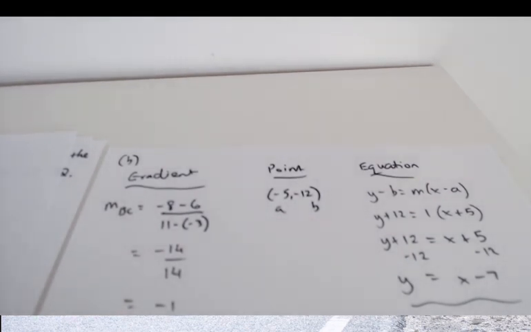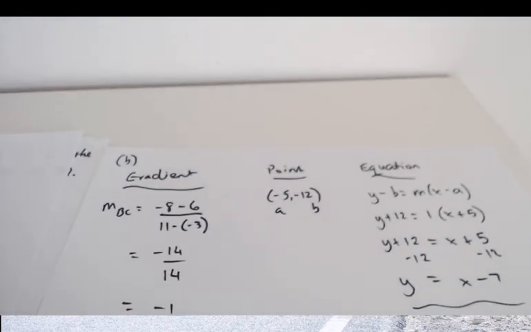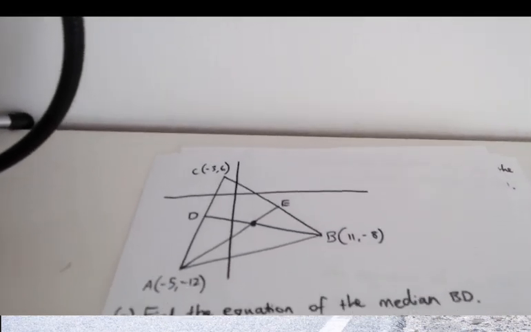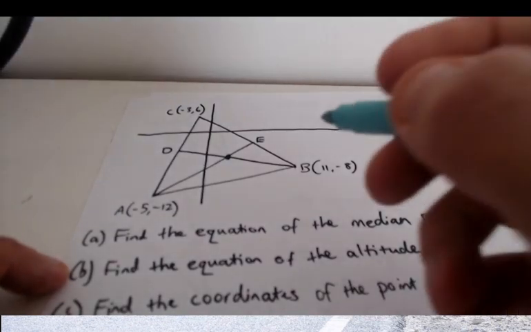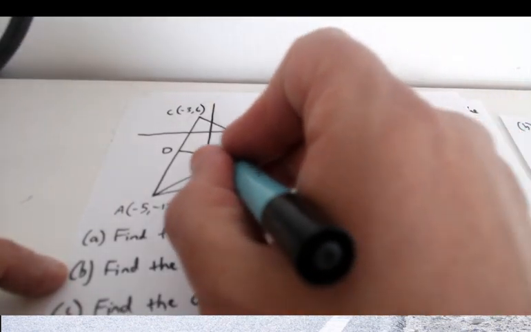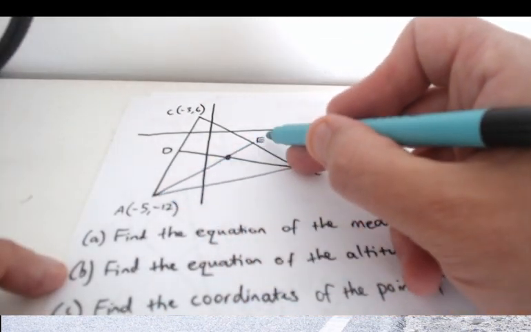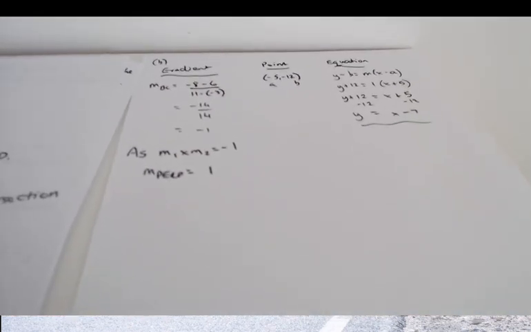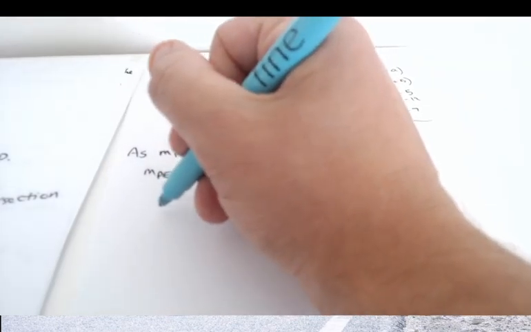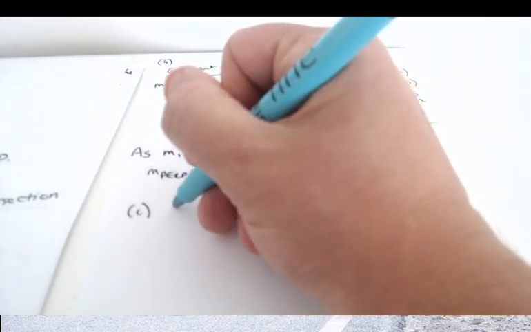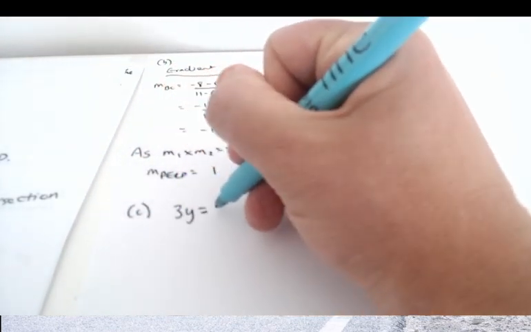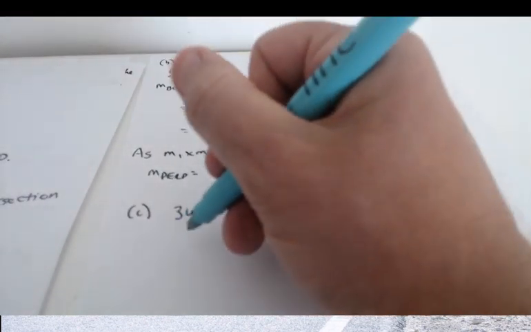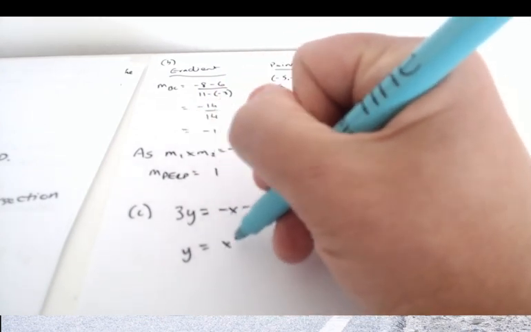Right. Part C, it wants to know where our two lines that we've just worked out will actually cross. So again, have a look at the picture. We've just worked out the equation of BD, we've worked out the equation of AE, and we want to know where those two things will cross. So my equation for BD was this, and my equation for AE was this.